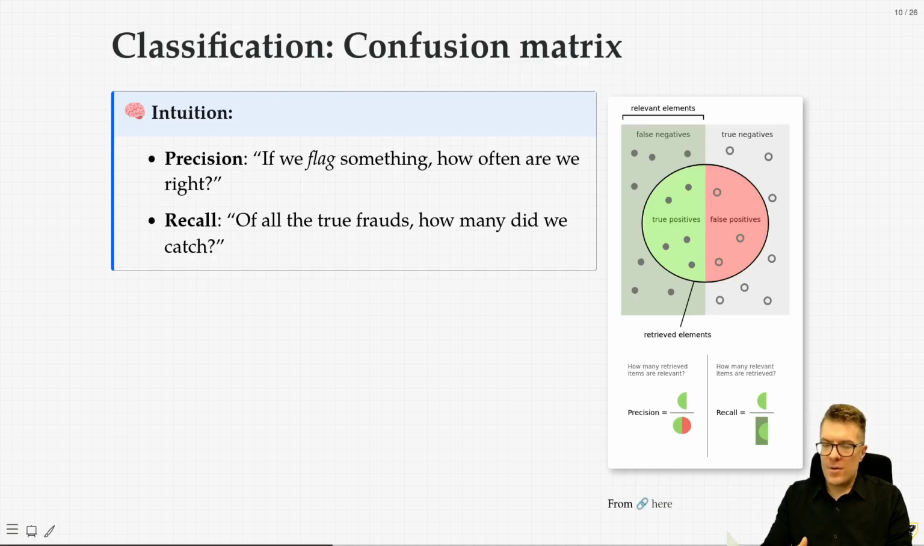So again, make sure that you understand this intuition. Precision is just identifying the proportion of times that you are correct when you flag something, and recall is how well you are at gathering all of the instances of a positive case, in this case, true frauds. Okay. Again, this is relatively simple, but make sure you understand this distinction.